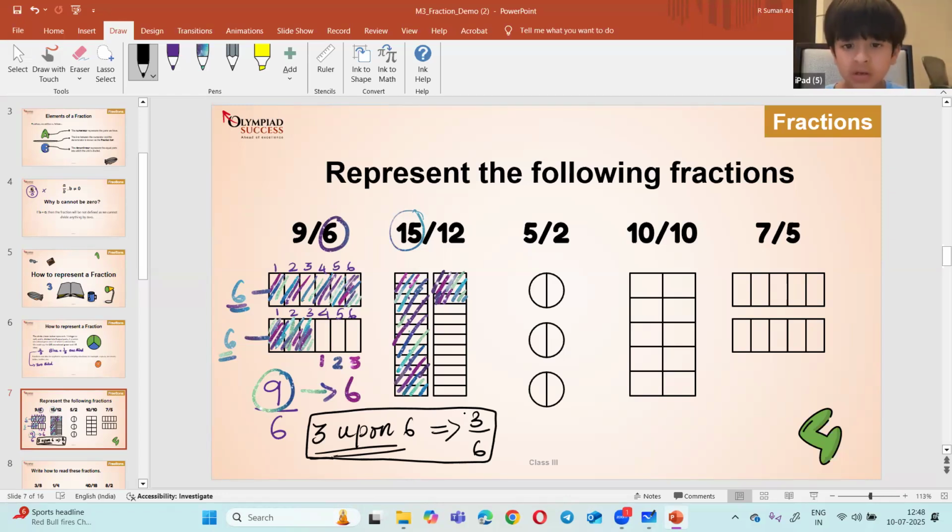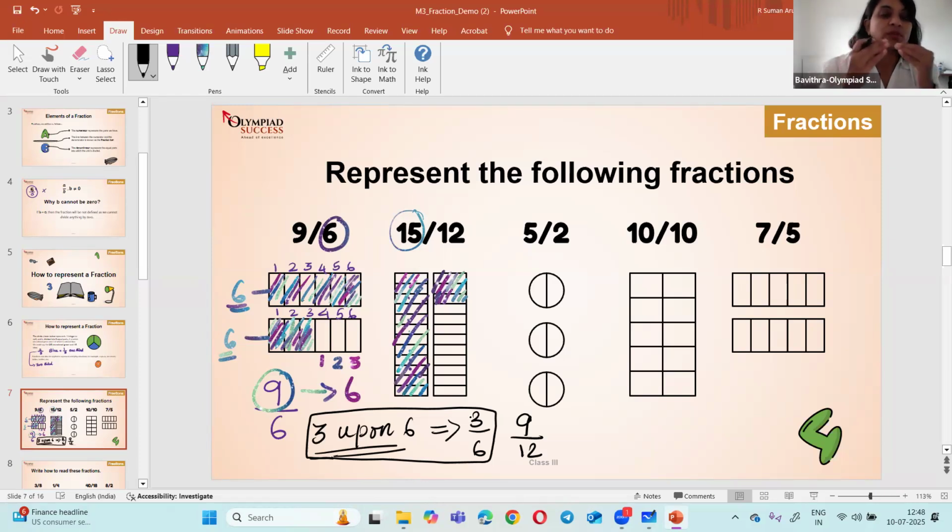12 upon 9. Is that right? 12 is the denominator, right, Jaivir? And the denominator should have the total number of parts. So it is 9 upon 12. Correct? Are you getting it now?